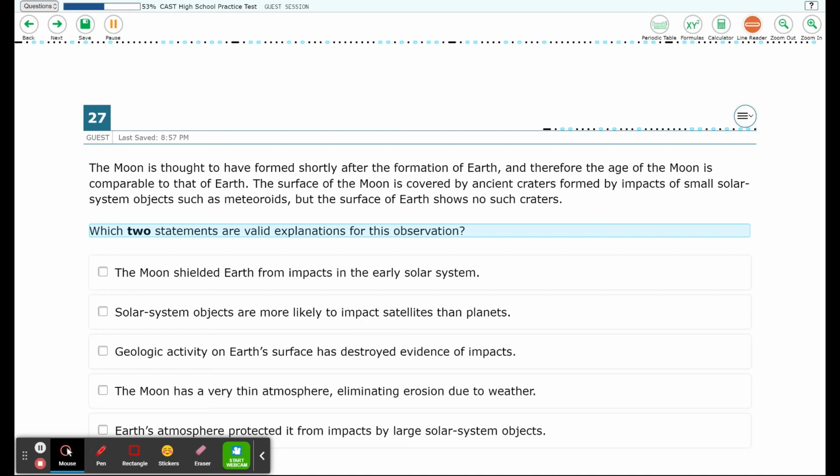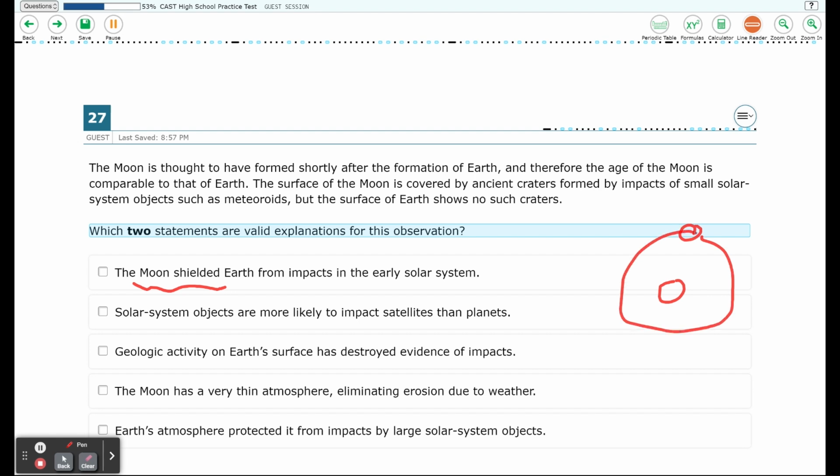All right, so let's take a look at these one at a time and talk about why they make sense or not. So first, the moon shielded Earth from impacts in the early solar system. Well, to shield it, I think the idea is that they're picturing people thinking of the Earth here and the moon goes around the Earth. So because it's in all these places, it could shield it. But at any one moment, the moon's only in one place and it's a lot smaller than the Earth. So the Earth has a much bigger gravitational field.